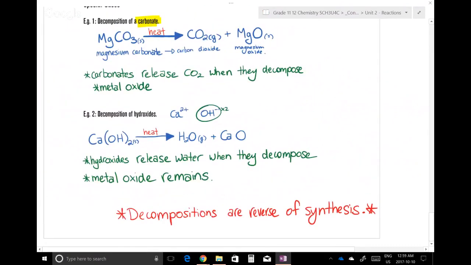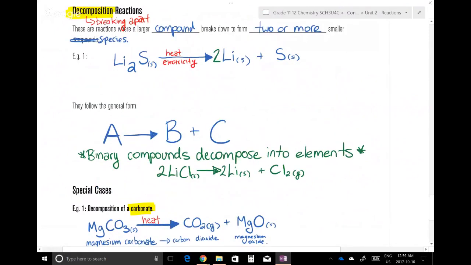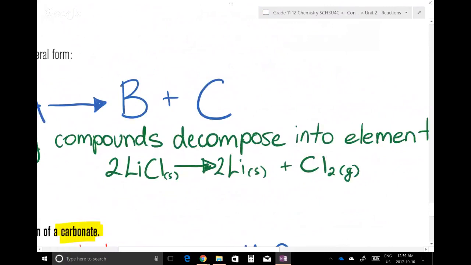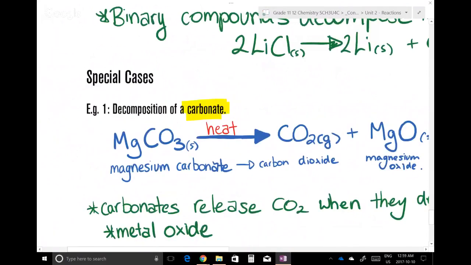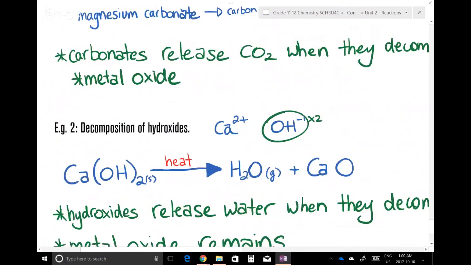So again, I'm going to want you to know that in general, decomposition is when we take one large compound and break it down into 2. For binary compounds, for just a metal and a non-metal, that should be super easy because it forms just a metal and a non-metal. But then there are the 2 special cases I want you to know so far. I want you to know what happens when a carbonate decomposes, and what happens when a hydroxide decomposes. That's all for today.